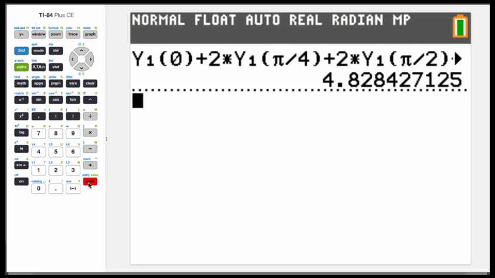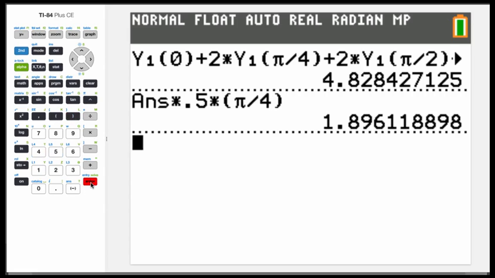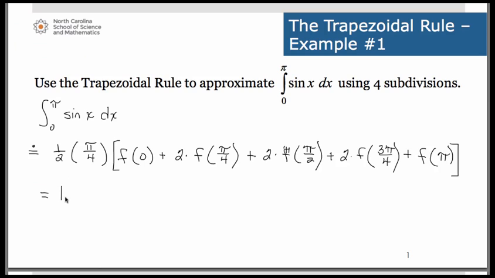Hopefully you get that out of your answer. Now remember, we have not yet multiplied by the 1/2 or the pi over 4 in the front, so we do need to do that. I'm going to take this answer, times it by 1/2, I'll just type it in as 0.5. And then we also need to multiply by pi over 4, which was the height of each trapezoid. So our final answer in the end is approximately 1.896. This then would be the approximation for that area under the curve.